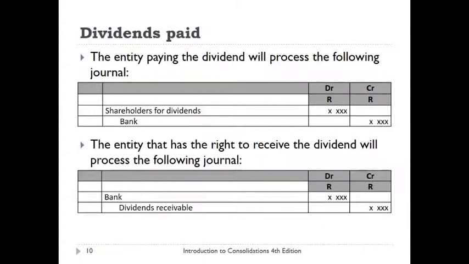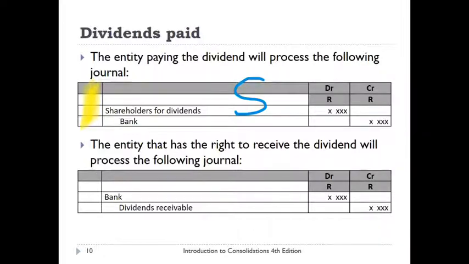The date on which the dividends are paid represents the date on which actual cash flow occurs, and the current liability in respect of shareholders for dividends is settled. The entity paying the dividend will process the following journal. And as we've mentioned, in a group situation, talking about intragroup transactions, the entity paying the dividend will be the subsidiary, recognizing this journal entry in its separate financial statements. Debit the liability shareholders for dividends that will now be settled, and credit bank.